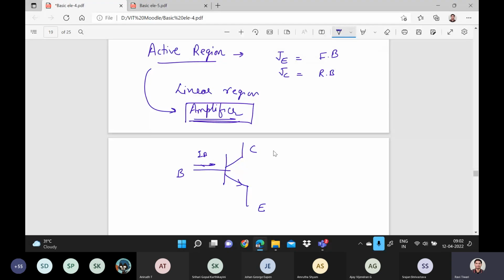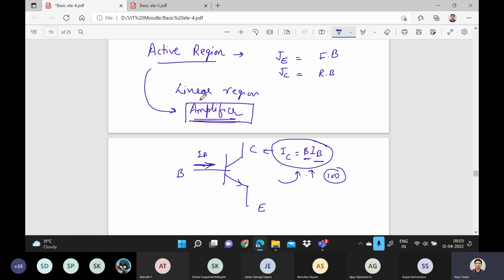So what value of IC will I get? IC will be equal to beta times IB. That is actually the amplification. We are providing IB and we are getting IC, which is beta times IB. And you know the value of beta is around 100. So we are actually increasing its value. Amplification we are doing. Okay.